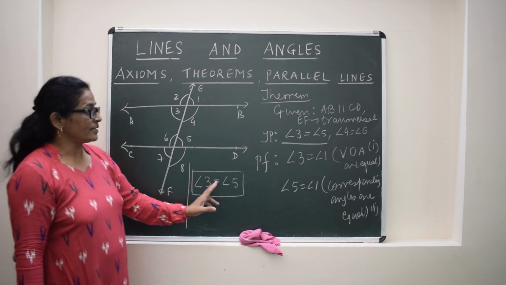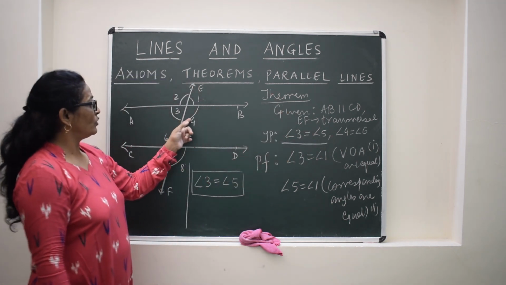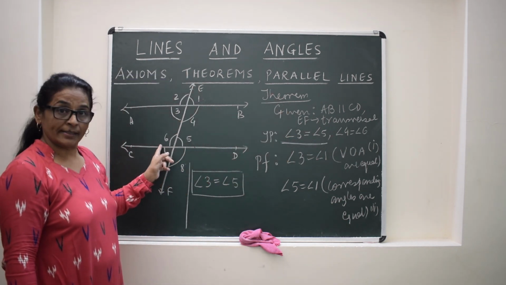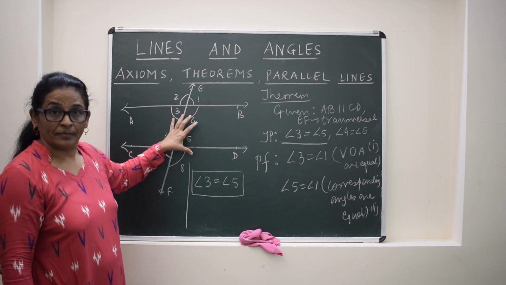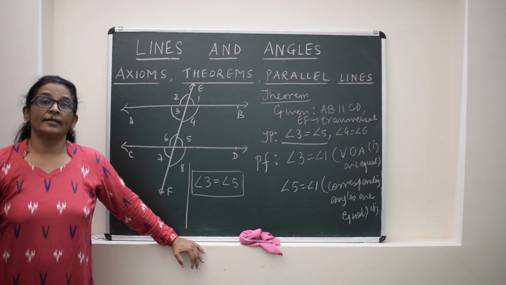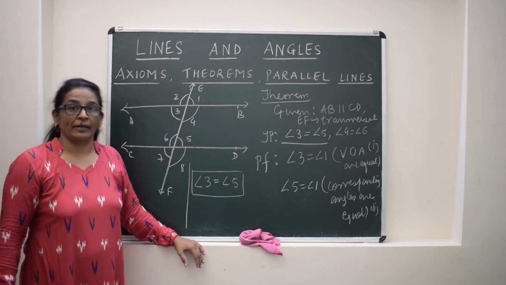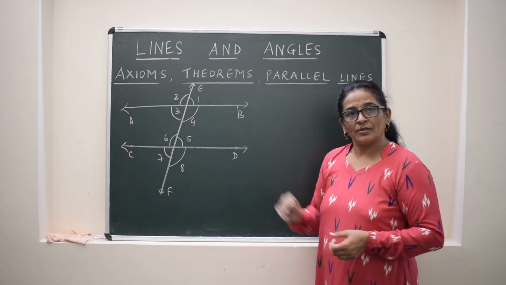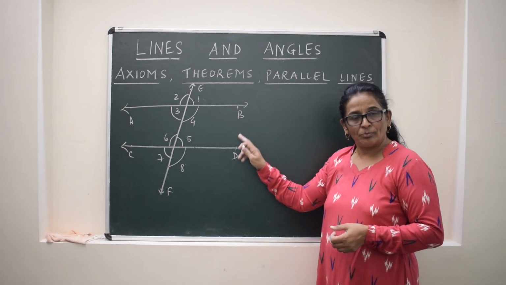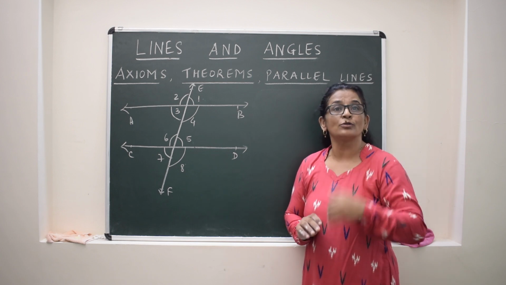Now after this, as I said, you can simply write similarly, angle 4 is equal to angle 6. So this is a theorem. Okay. Now after this, we will do another theorem based on the angles and for the parallel lines. In the previous theorem, we saw that if the lines are parallel, the alternate interior angles are equal. The converse is also true.